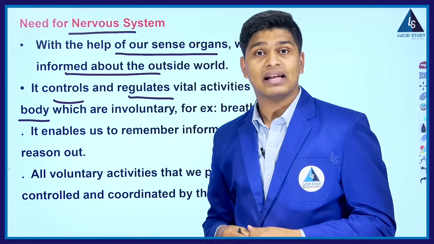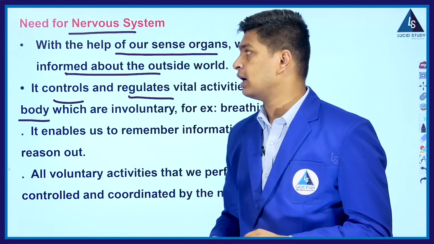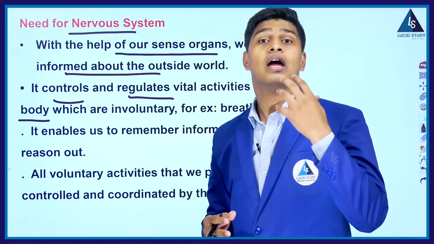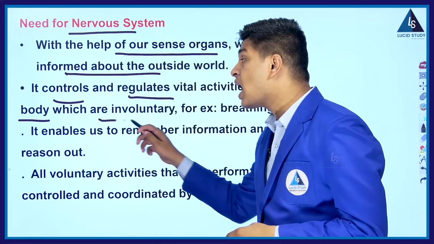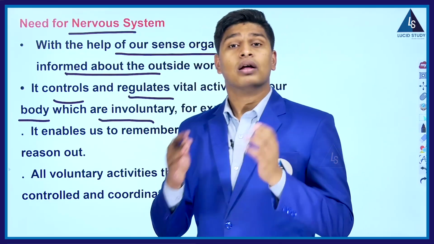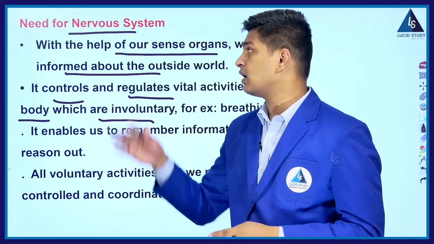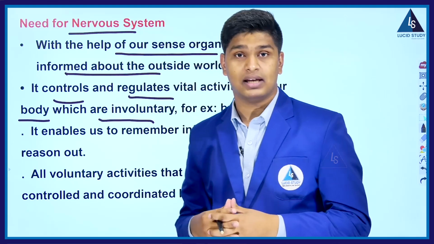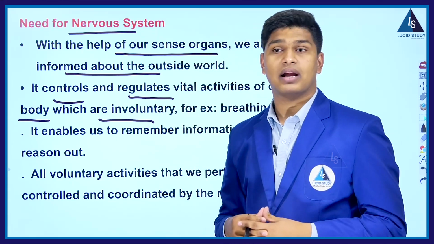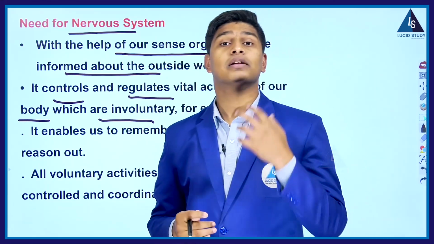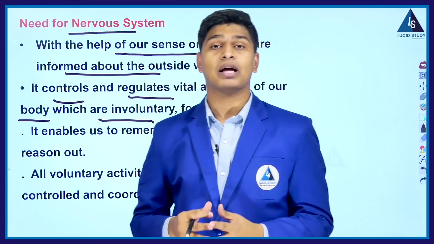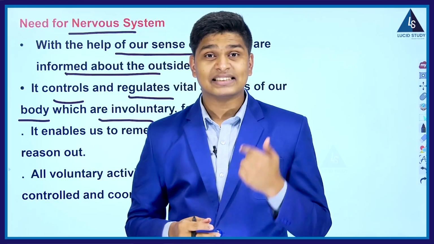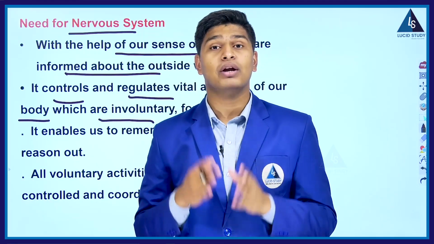Now, what do we mean by vital activities? Vital means important. The nervous system controls and regulates the important systems, important activities, important processes of the body which are involuntary. That is very important to know. There are systems which work involuntarily. When we talk about the nervous system, it looks after those systems where involuntary actions are taking place. One such involuntary action is breathing. Sometimes we do realize that we are inhaling and exhaling, but that is something I do voluntarily.